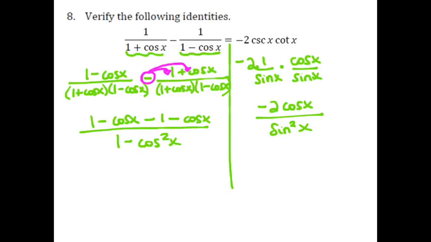So now in my numerator, I see that I have 1 minus 1, so those can subtract away, and then I have negative cosine x and another negative cosine x. That gives me negative 2 cosine x, and so that's nice. Now my numerators are matching, but what about the denominator? Well, I have 1 minus cosine squared x, and I know that cosine squared x plus sine squared x equals 1. So 1 minus cosine squared x would be equal to sine squared x, and there we have it.